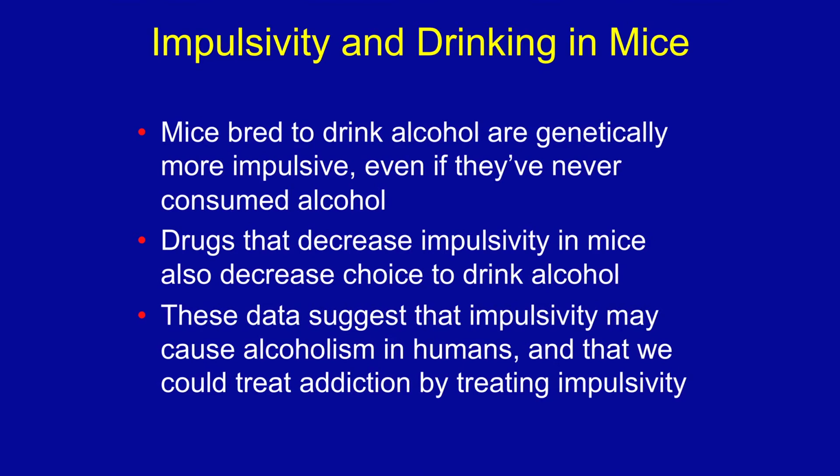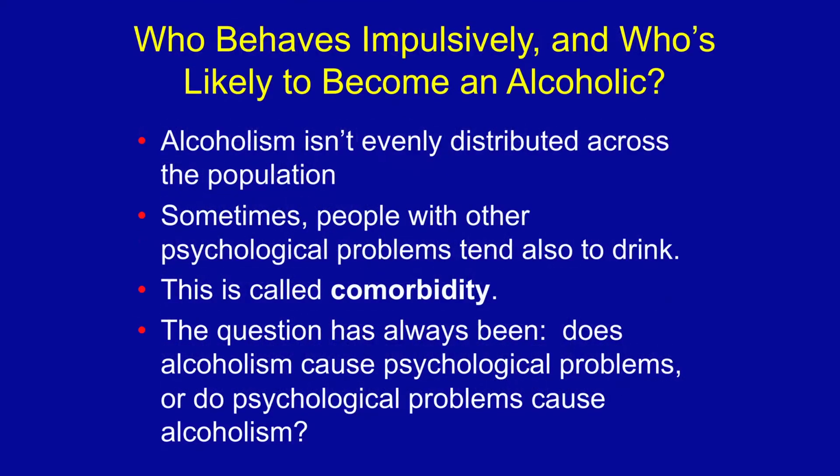So I want to spend just a little bit more time talking about this relationship between impulsivity and alcoholism. Alcoholism is not evenly spread across the population, and sometimes people with other psychological problems also have a problem with alcohol. This is a phenomenon that we call comorbidity. It's when you have two diseases at the same time. Now, the question has always been, does alcoholism cause psychological problems, or do psychological problems cause alcoholism?